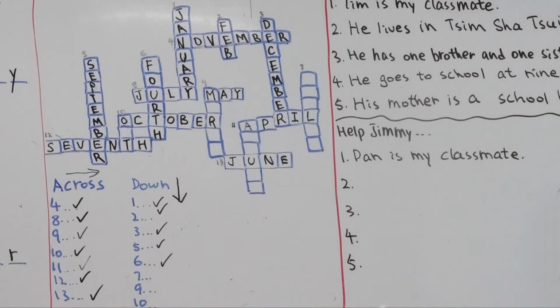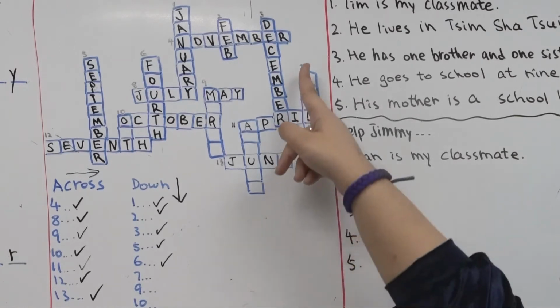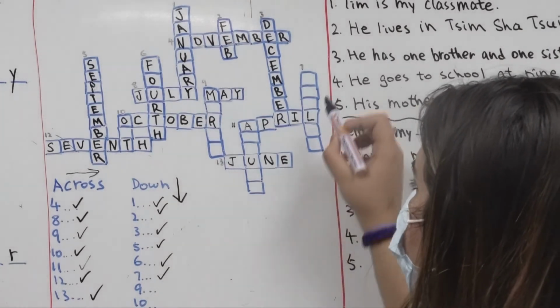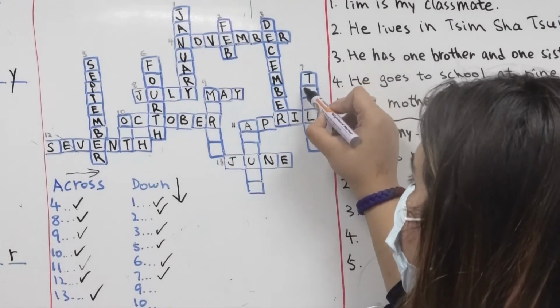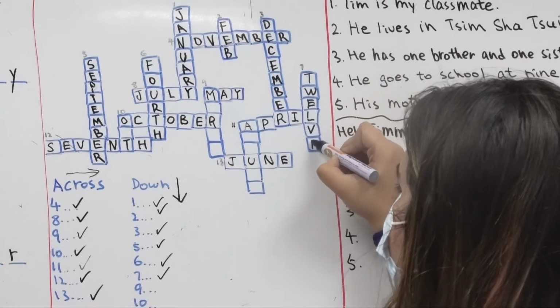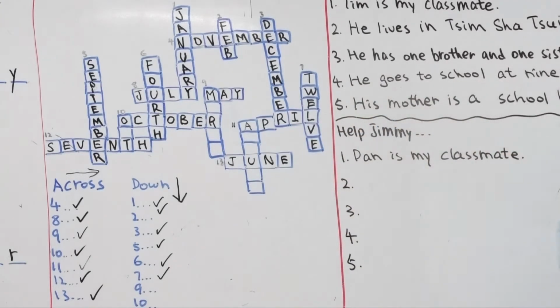Down number 7 is? Down number 7 here. The number of months in a year. Wow. How many months are there in a year? 12, right? How do we spell that? T-W-E-L-V-E. Okay, 12.